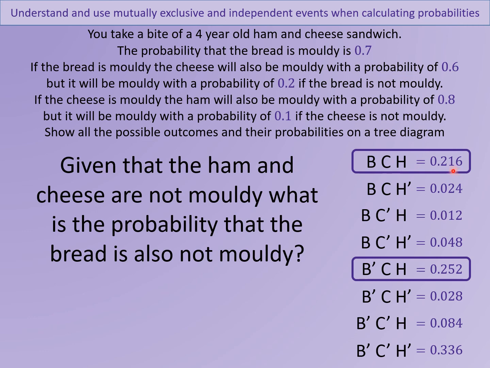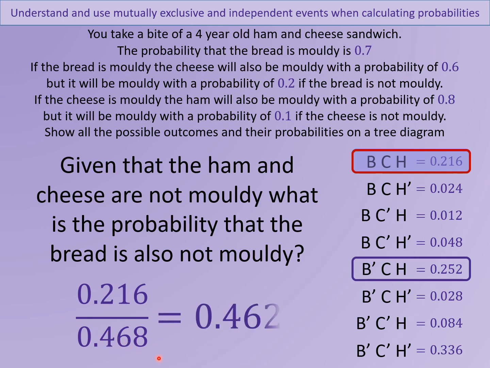So that would be 0.216 out of those 2 added together, because the probability that the cheese and ham is not mouldy would be those 2 put together. All right, and I want the 0.216 out of that put together. Okay, what do I get? 0.462. Not a bad probability. Do not forget that's given that the cheese and ham is already okay.